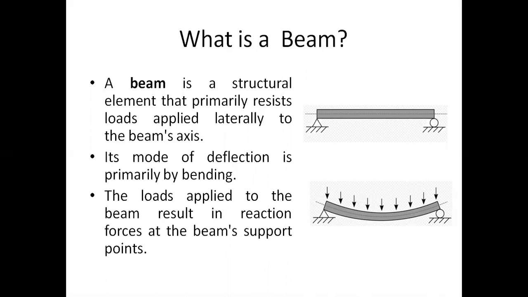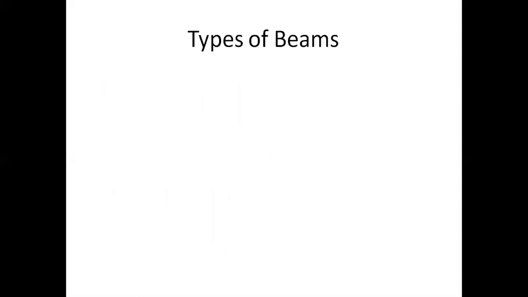The load applied to a beam results in a reaction at the beam support point. So now, why will it bend like this? Because supports are here, they will resist the beam. When the load is applied here, these two supports will resist the load. Whereas here there is no reaction force, that is, no supports are there. Therefore, it will bend like this. So a beam is basically a structural element that primarily resists the load applied laterally to the beam's axis. Now, what are the various types of beams we have?